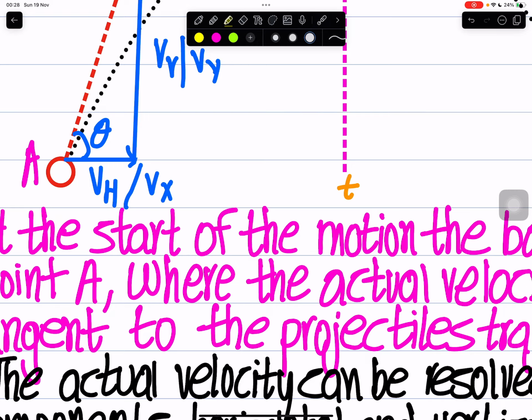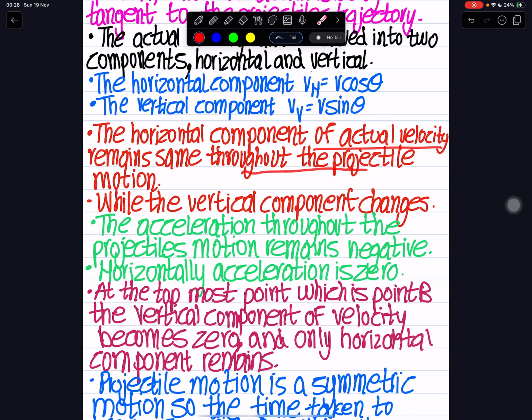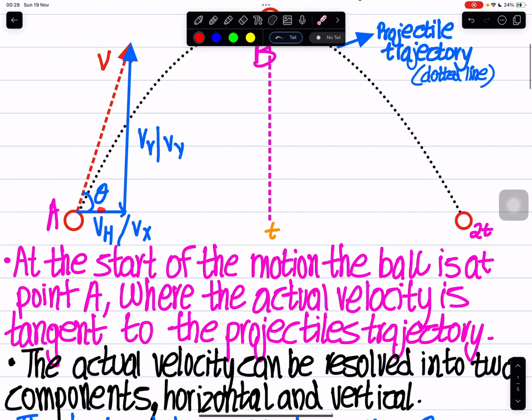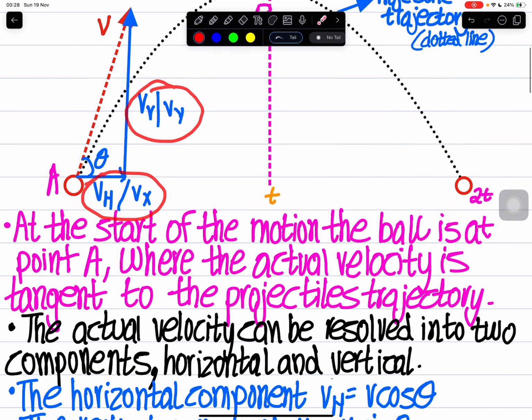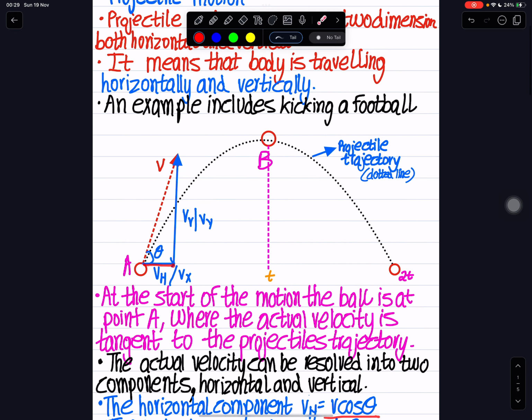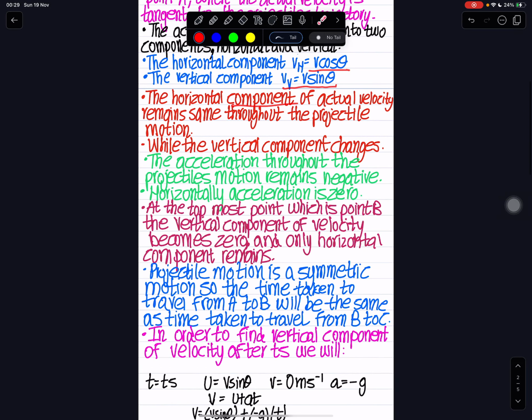Now let's move on. The horizontal component remains the same throughout. But before telling you that, we need to first understand what VH can be written as and what VV can be written as. VH can be written as V cos theta and VV can be written as V sin theta. The horizontal component, VH, remains the same throughout the projectile's trajectory. So if you find VH over here or here or here, it will be the same throughout the projectile's trajectory, right? And the vertical component changes.